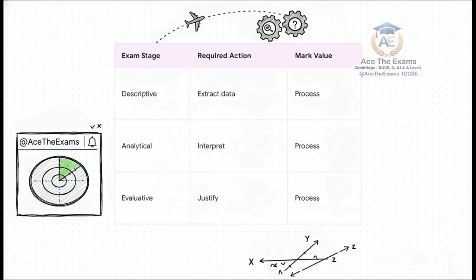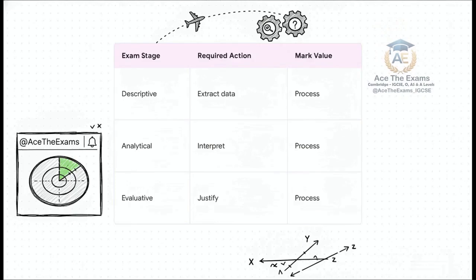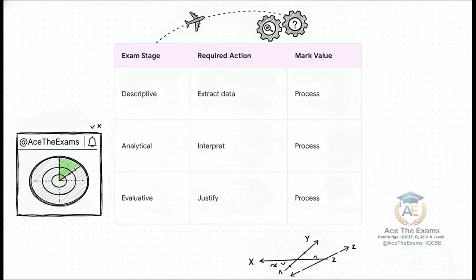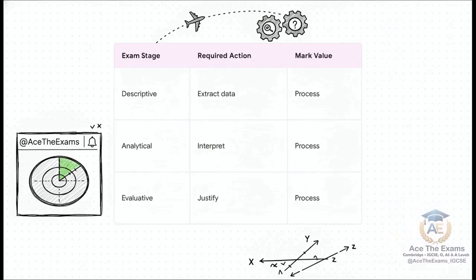Look closely at the required actions here. Extracting the right vector data, that gets you descriptive marks. Interpreting the simultaneous equations, boom, that gets you analytical marks. Justifying that lines are skew because that third equation completely fails, that gets you those sweet, high-level evaluative marks. The assessment framework literally guarantees marks for showing you're working out at every single level of the descent. It pays to show your work.